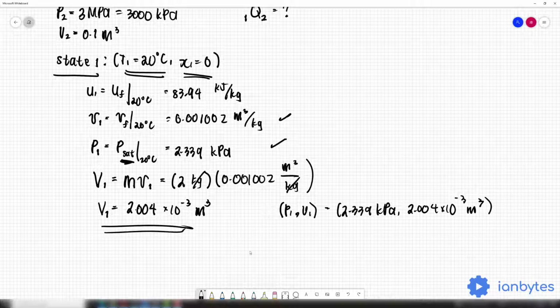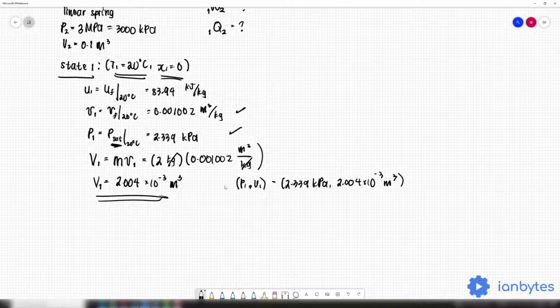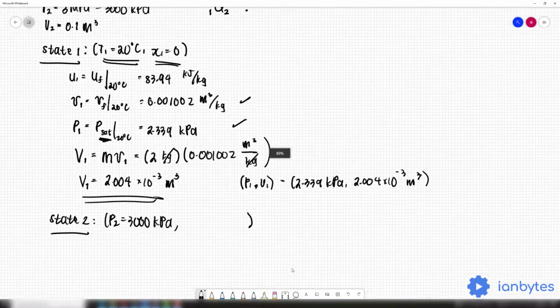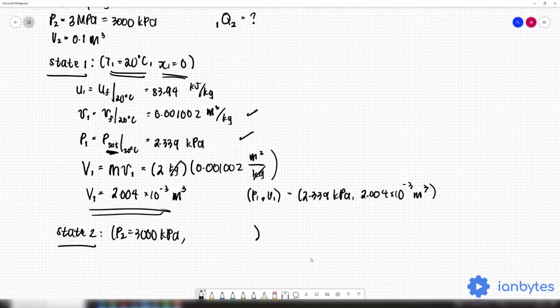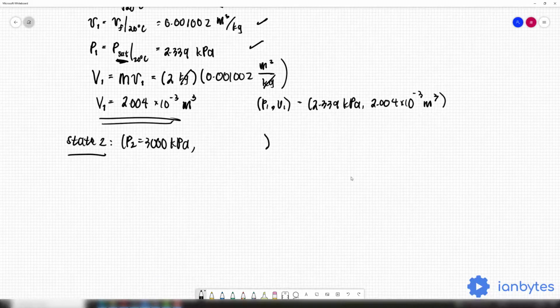So now let's move forward to state 2. So we know that at state 2, the pressure is 3 megapascals. So let us just write that down. State 2. P2 is equal to 3,000 kilopascals. And unfortunately, that's just the only parameter that we know for state 2. However, we know the extrinsic property capital V2, which is your actual volume. And again, applying the relationship between the actual volume, this time for state 2, we have capital V2 is equal to M times small v2.